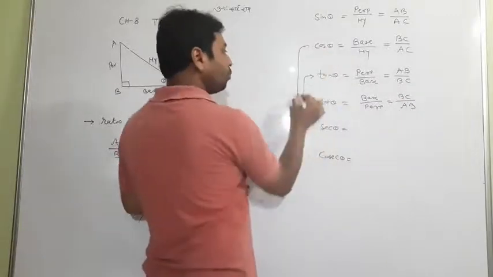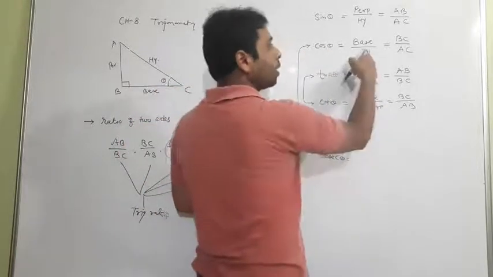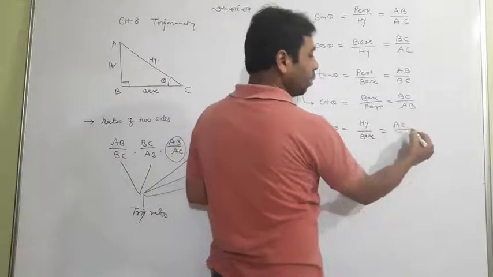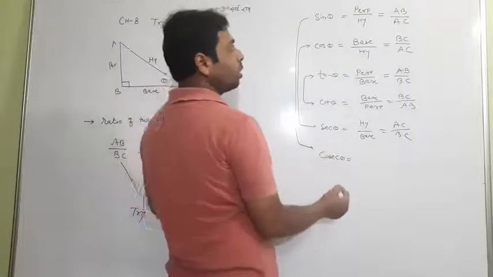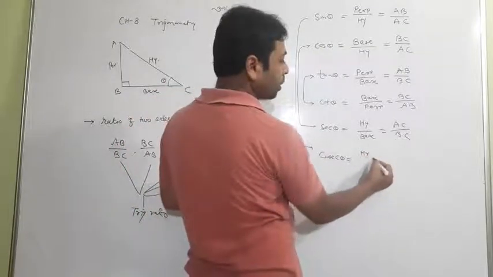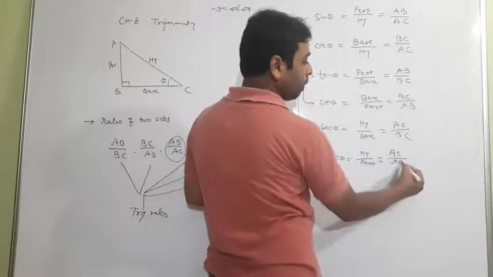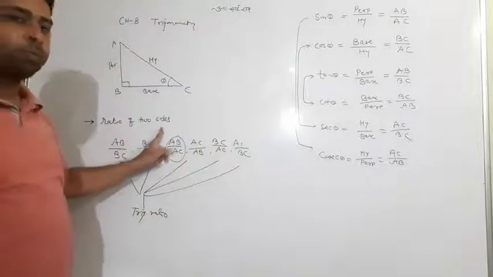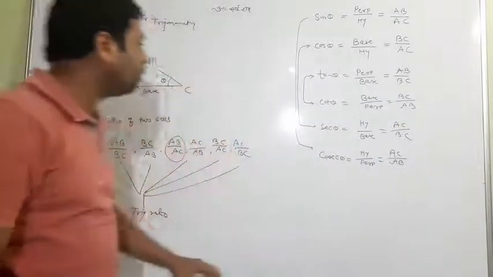Sec is a reciprocal of cos. It is a hypotenuse upon base, which is AC upon BC. And lastly, it is cosec theta, which is a reciprocal of sine, which is hypotenuse upon perpendicular, meaning AC upon AB. So these were initially the ratios which I wanted to tell you. Hope students, you have got it till now.